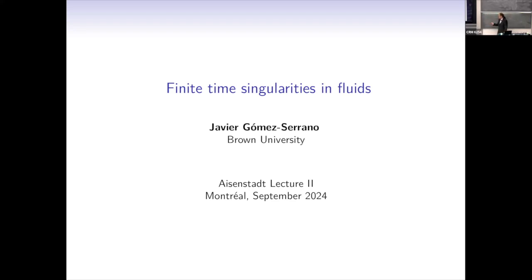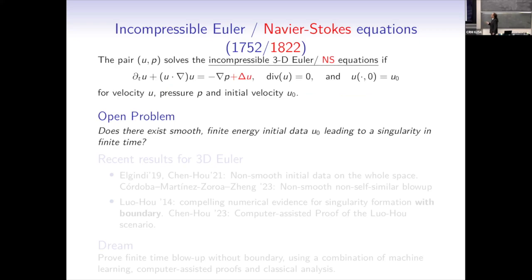So let me start, maybe, with the ending. This is where we want to go and the direction we're aiming for. These are the incompressible 3D Euler and incompressible 3D Navier-Stokes equations. So u is a velocity in R3, it's incompressible, so the divergence of u is equal to zero. p is the pressure, and we have to solve the initial value problem from some initial velocity u0, which is taken to be smooth.